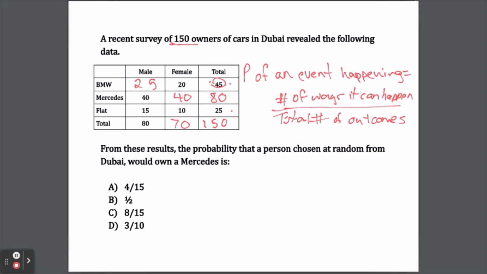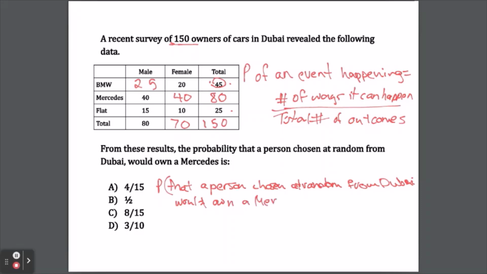Now, the probability that a person chosen at random from Dubai would own a Mercedes is equal to, now the total number of outcomes we have here is 150.